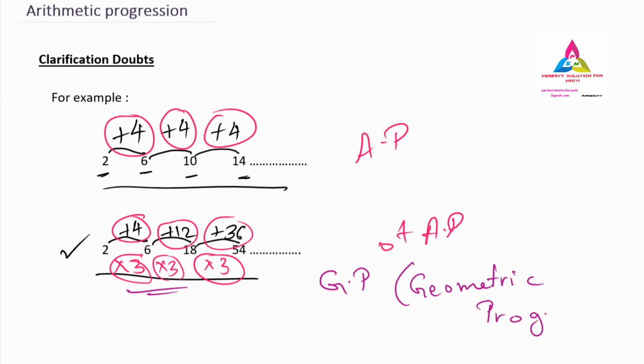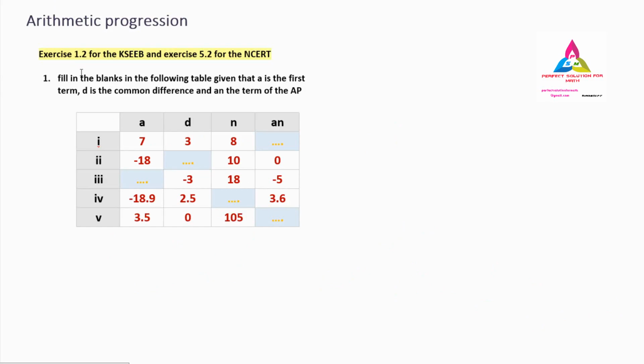So I think this will help you to clarify your doubt. Now we will move on to today's topic, that is arithmetic progression exercise 1.2 for the KSEEB and exercise 5.2 for the NCERT. The first question: fill in the blanks in the following table, given that a is the first term, d is the common difference and a n the nth term of the AP.